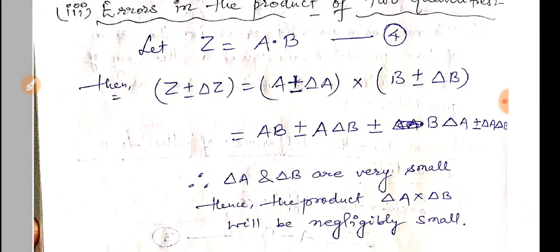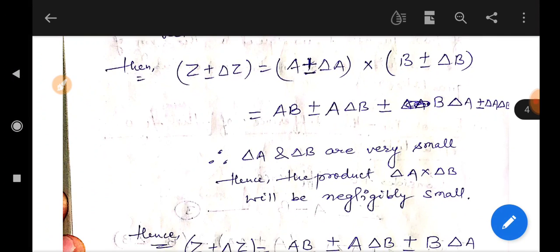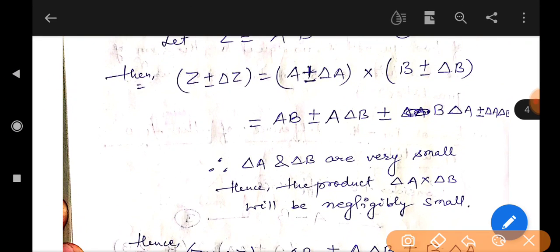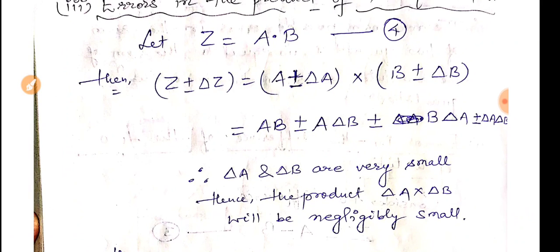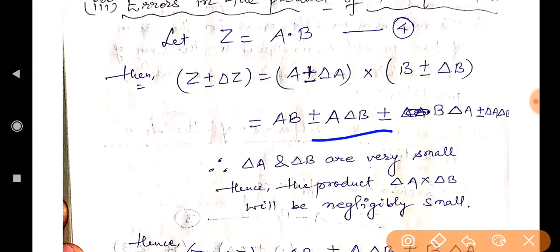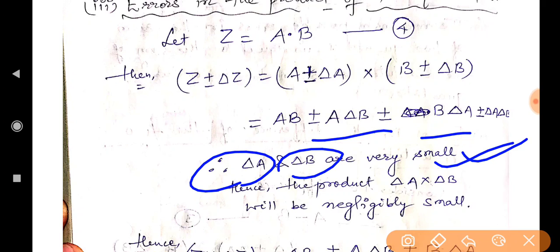Suppose Z equals A into B, then Z plus minus delta Z can be written as (A plus minus delta A) into (B plus minus delta B). After multiplication, you will get AB plus minus A delta B plus minus B delta A plus minus delta A into delta B. Since delta A and delta B are very small quantities, their product will be negligibly small. How? Let's see.